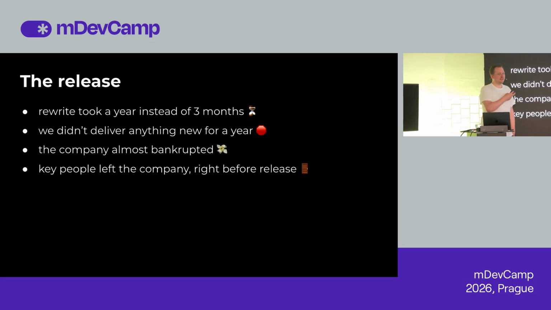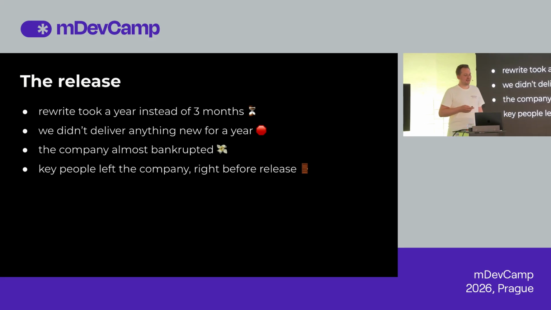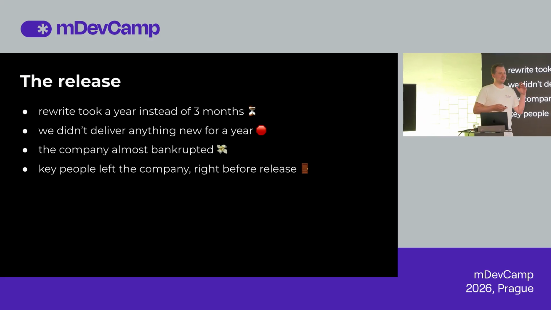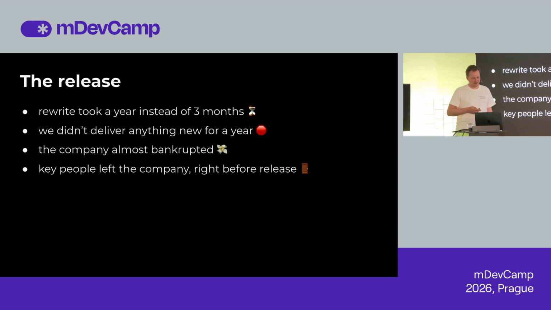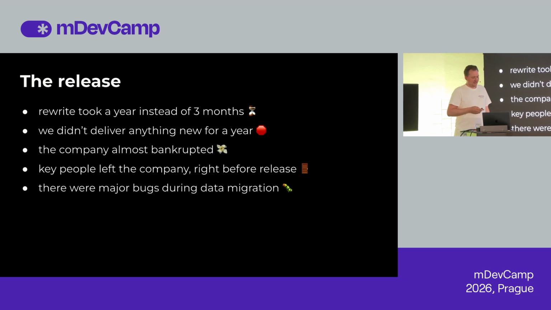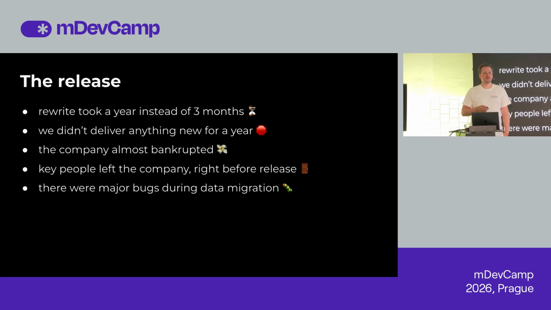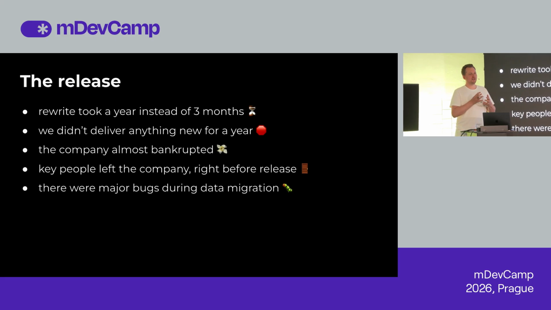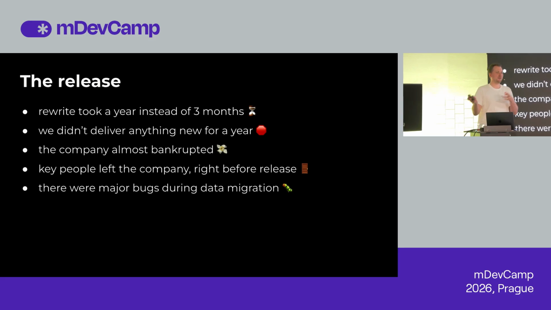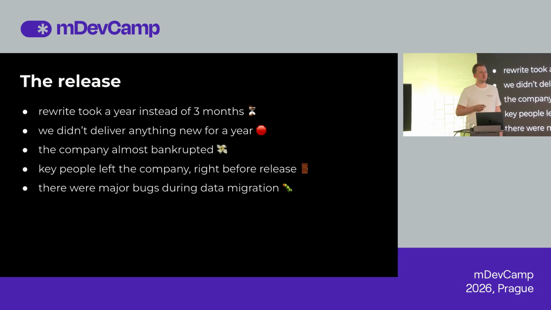This resulted in some key people, like our designer, leaving the company completely at the worst time, just before the release. And during the release, we also found out some major bugs because we switched the backends from the REST API to Firebase. There have to be some migrations, and you never catch all the edge cases. So we had some bugs in the data migration, and actually some users lost some data, so it was really bad.